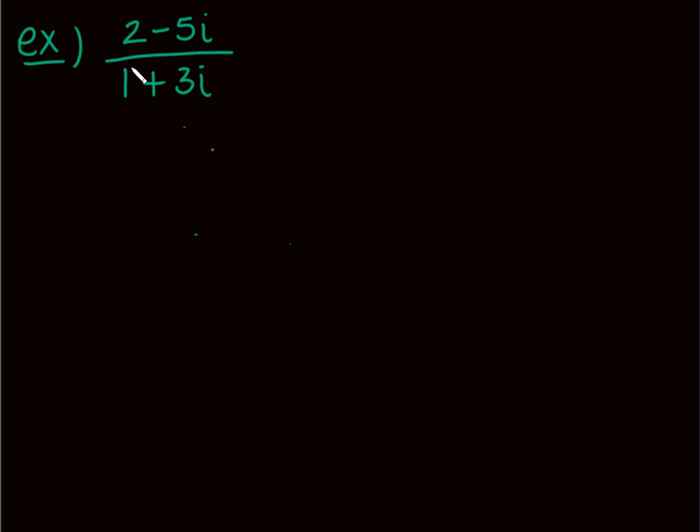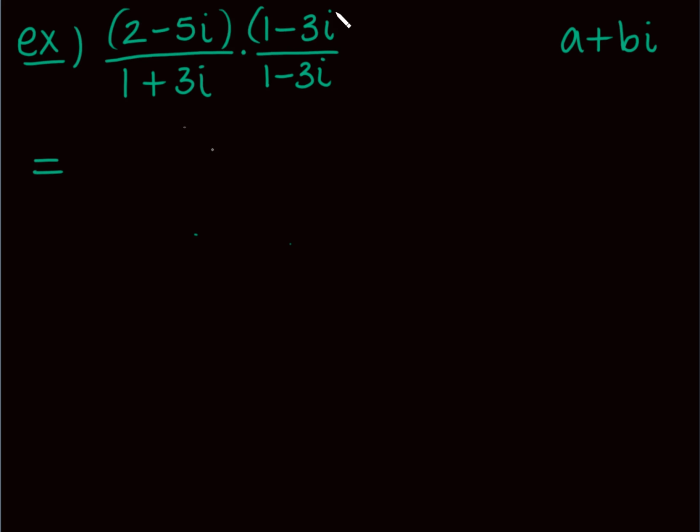So what I need to get, if I want it in the form a plus bi, is I need to get that i by itself. So what I'm going to do is multiply by the complex conjugate of the denominator. What that's going to do for me is give me a real number in the denominator, and then I can divide each term by that real number. So let's see kind of what happens here.